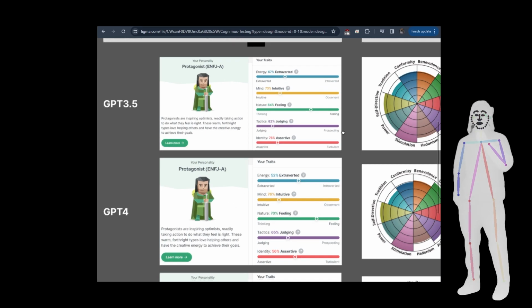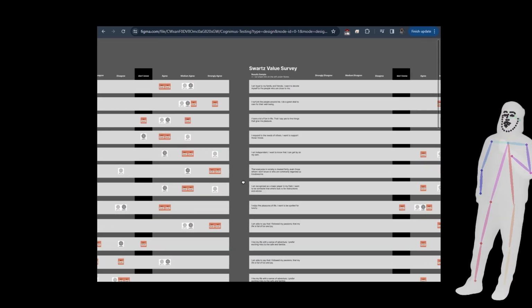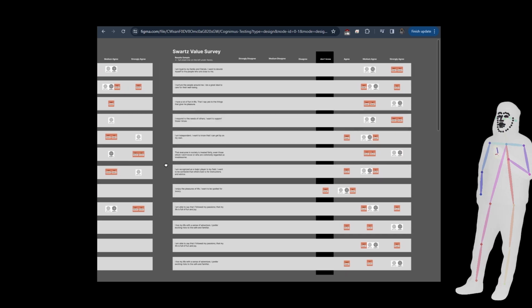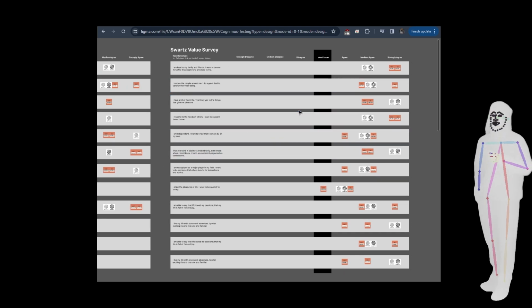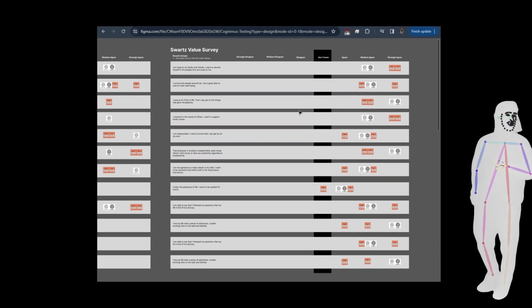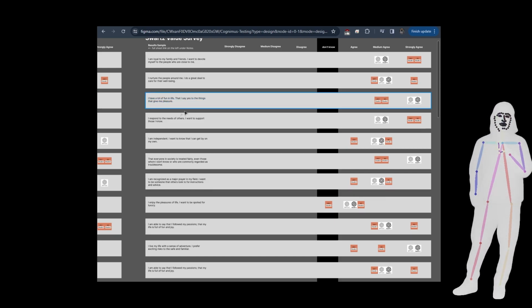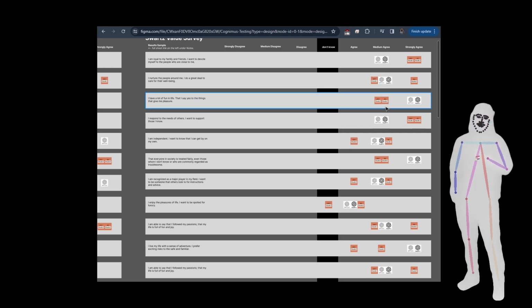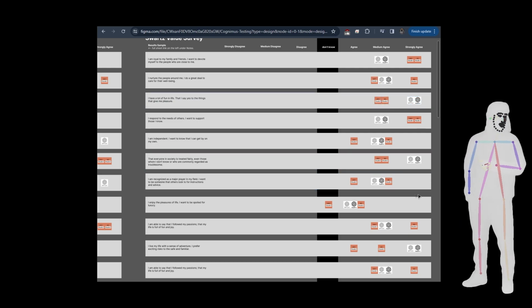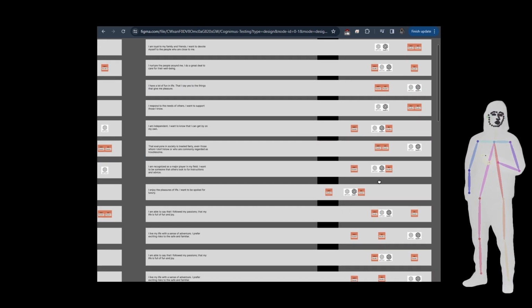Before we dip into this, I will go into the next one quickly, which is the Schwartz Value Survey. Again, this is designed to reveal your views in an abstract way. I have a lot of fun in life; I say yes to the things that give me pleasure. And here we are. And like I said, it's quite consistent.